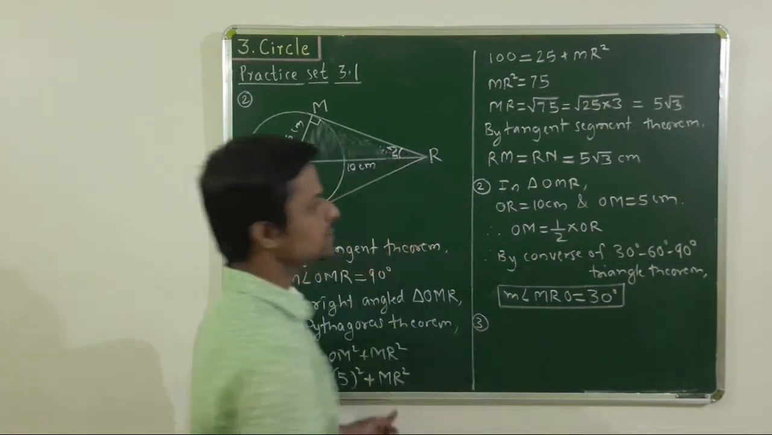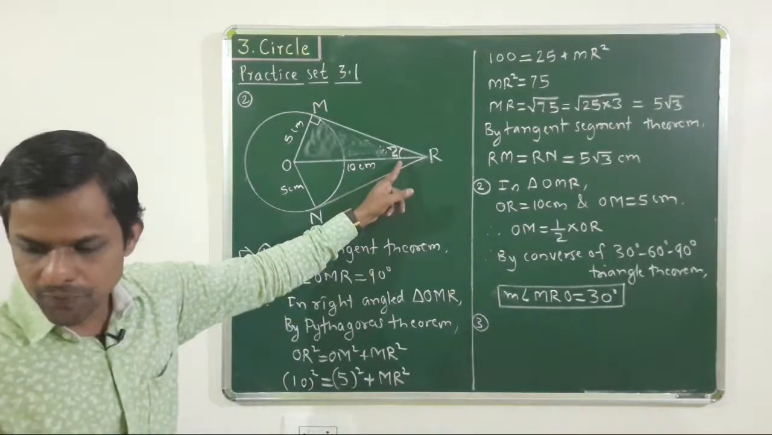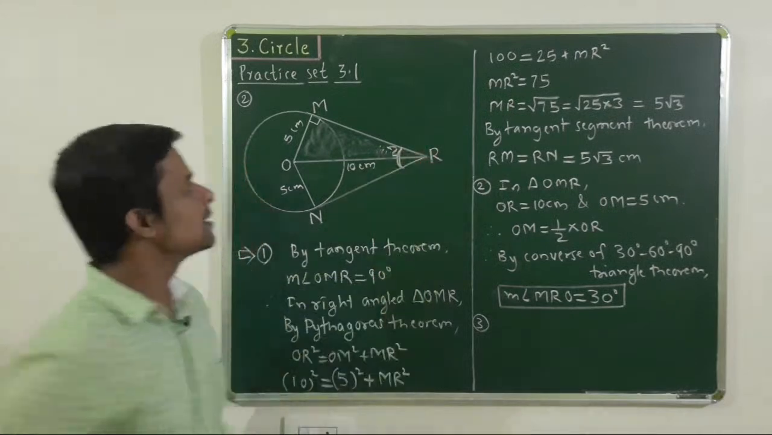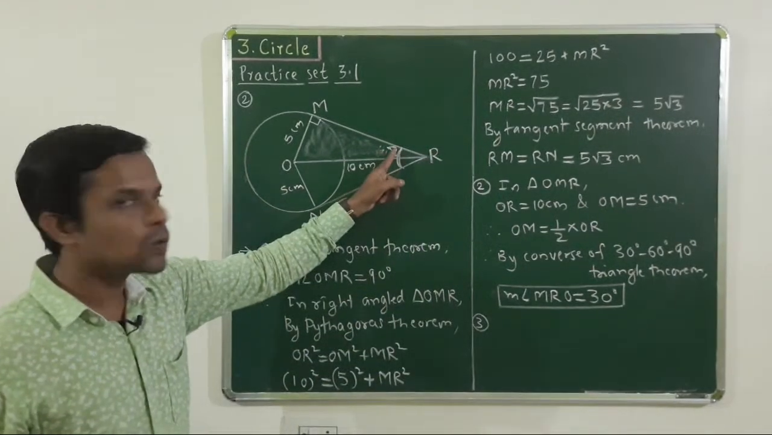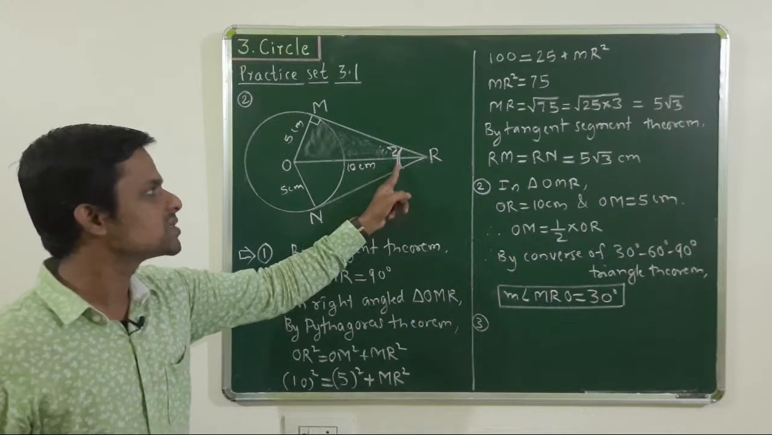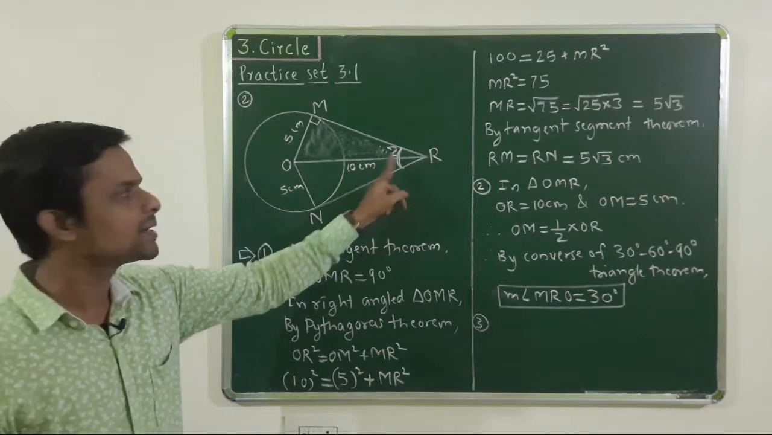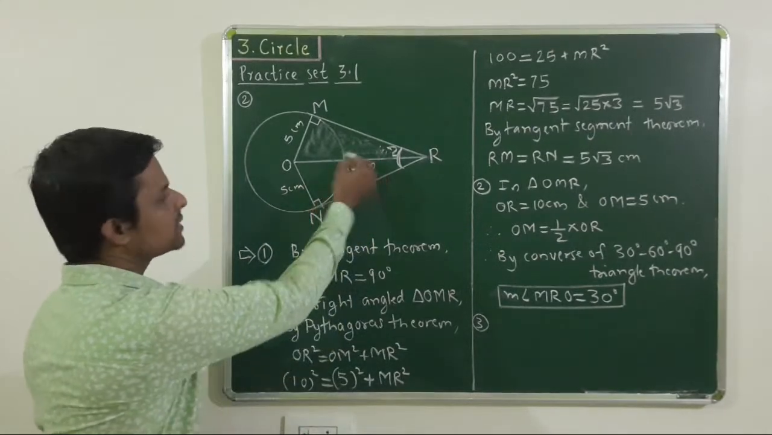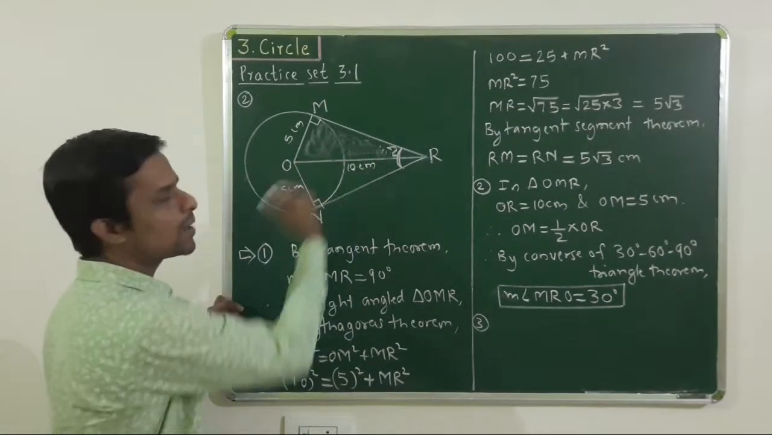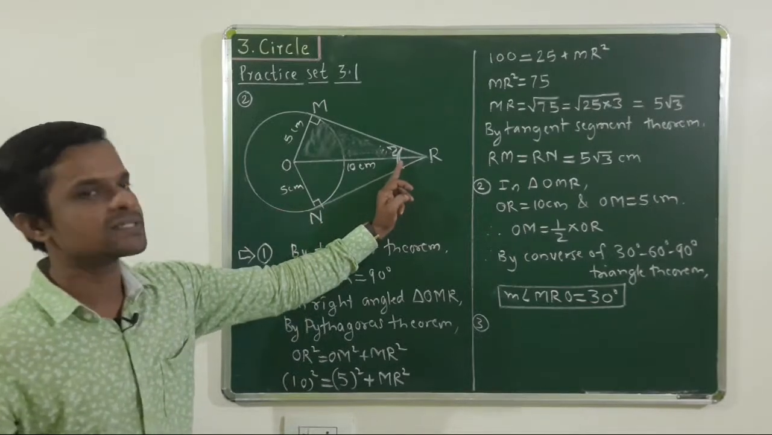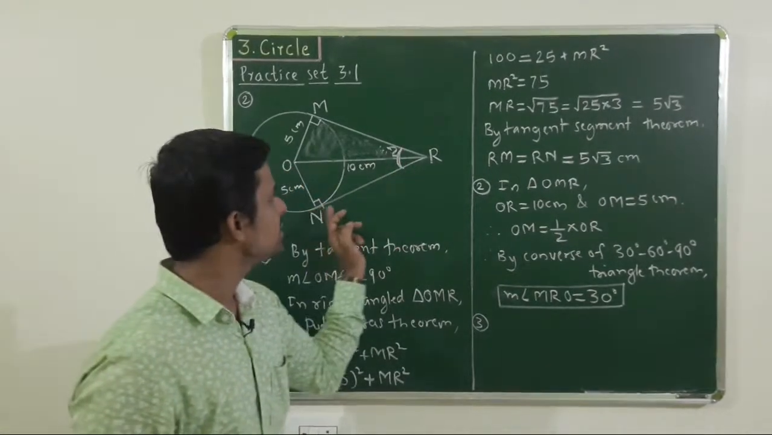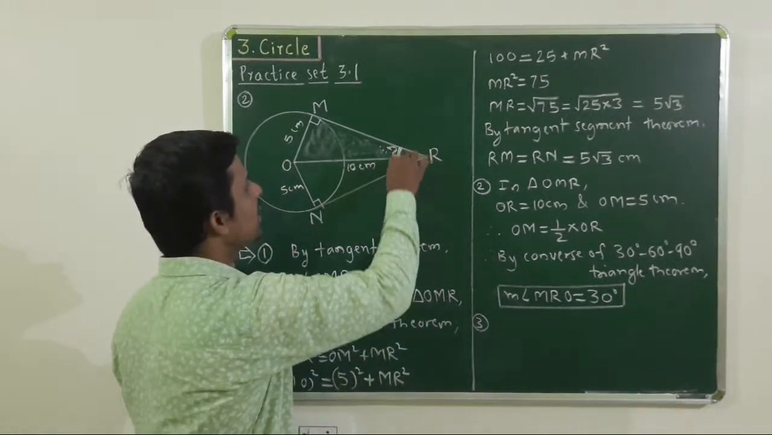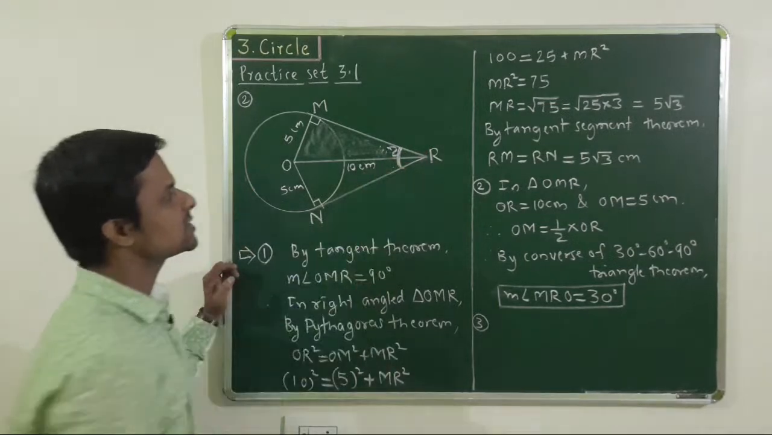Now the third sub question. We have to find measure of angle MRN. Since measure of angle MRO is 30 degree, similarly we can prove measure of angle NRO is also 30 degree by using the same reason. This is a right angle triangle. This is hypotenuse. This is that side which is half of hypotenuse. Therefore the angle opposite to that side is 30 degree. Therefore similarly measure of angle NRO is 30 degree. Hence, measure of angle MRN is 30 plus 30, that is 60 degree.